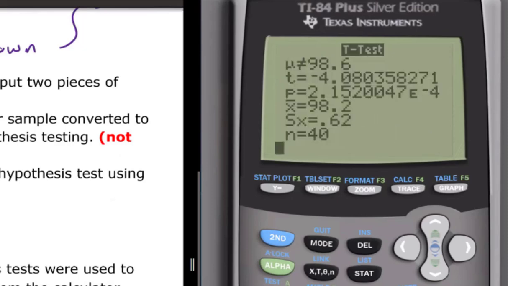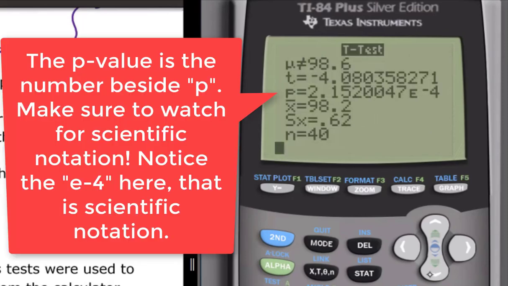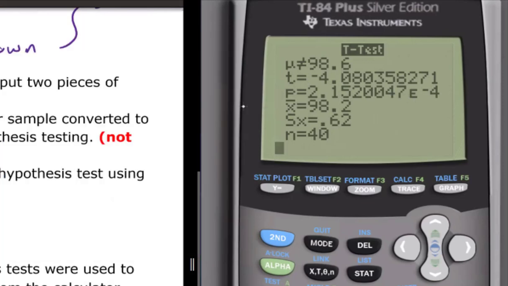Now, after you hit calculate, you'll see all these values on the next screen right here. Well, the p-value, in this case, is that 2.15 e-4 number. That is your p-value right there, that you want. That's what you're going to get from the calculator.